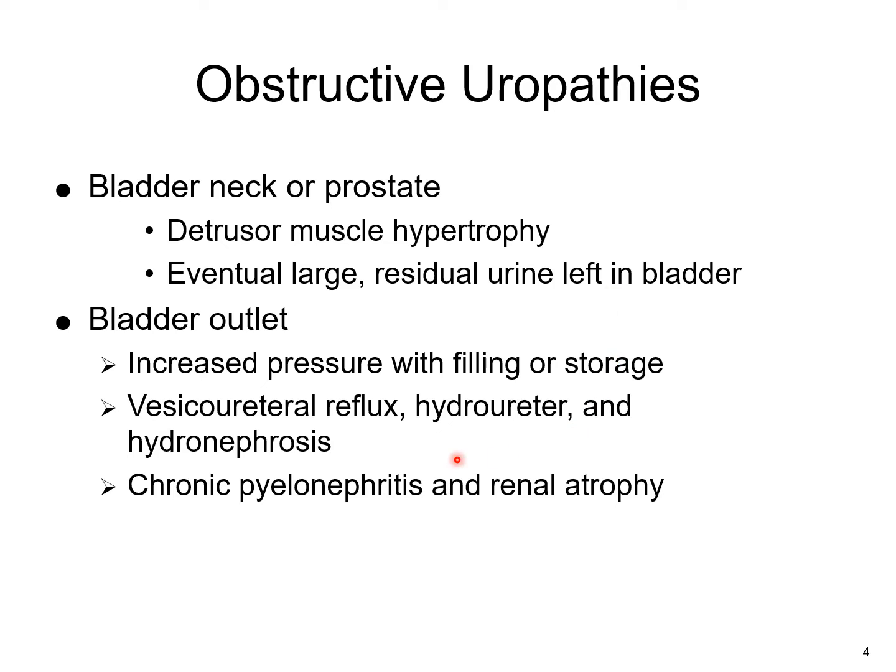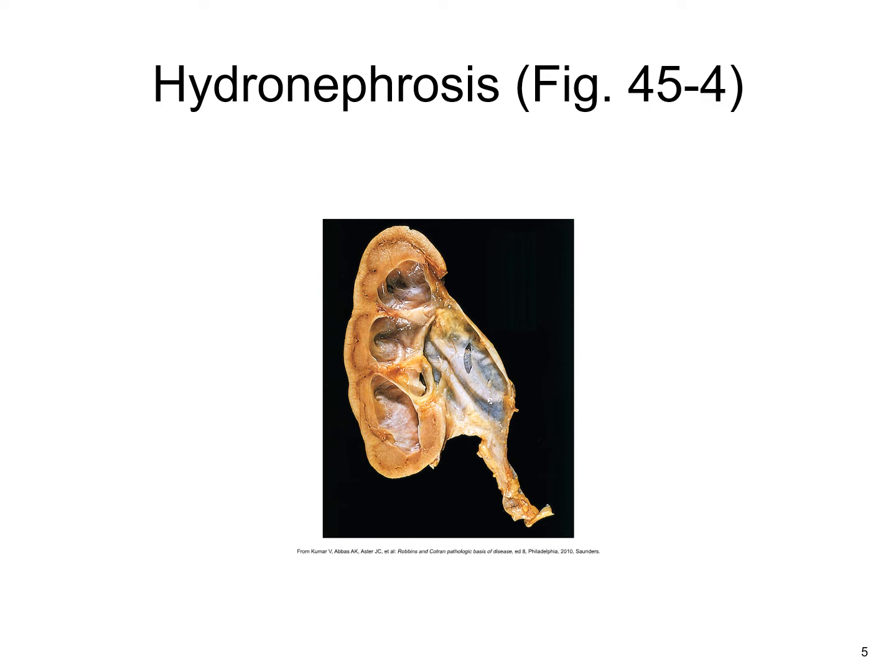The other issue is you have the ureters leading into the bladder. But if there's some type of obstruction there, then you're going to get a lot of pressure, and then you get a backflow. And if you're getting this backflow, you're getting things like hydroureter and hydronephrosis. And then the end result is that you can end up with things like chronic pyelonephritis, and your renal pelvis becoming atrophied, because the urine is not moving forward like it should be.